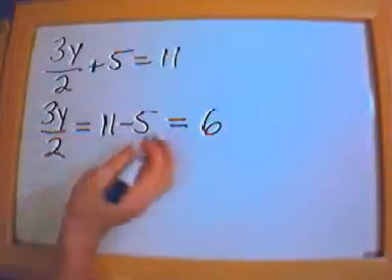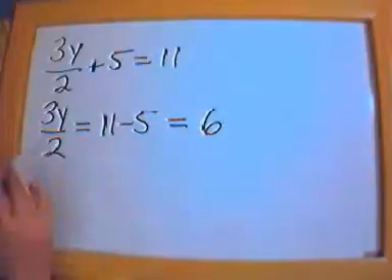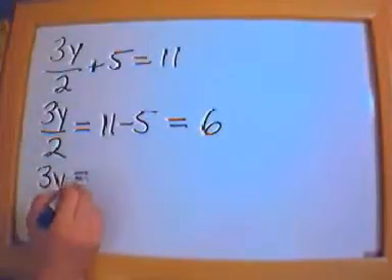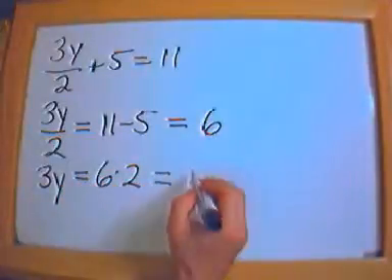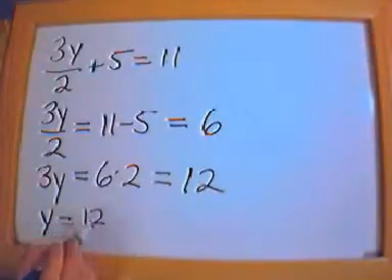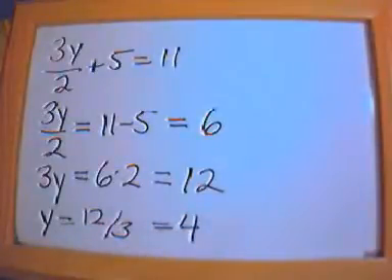So I've got 3y over 2 is equal to 6. Now, I know how to get rid of this 2 because it's being divided, so I just multiply both sides by 2. That's going to leave me with 3y, 2 is going to disappear, equals 6 times 2. That's simply 12. And then you're like, oh, I know how to get rid of this 3 right here. I simply divide by 3. That's going to leave me with y equals 12 divided by 3, which is 4. That's the answer.